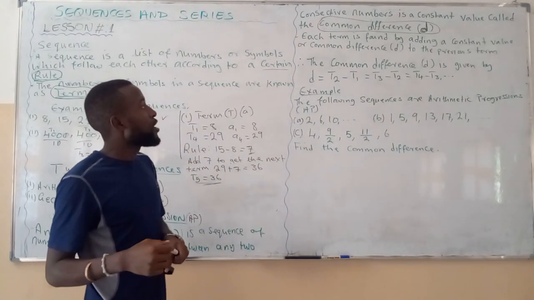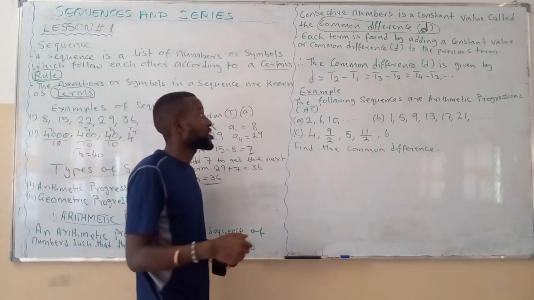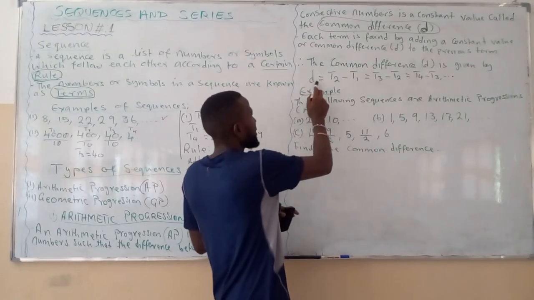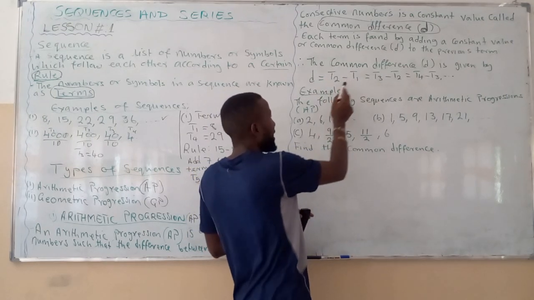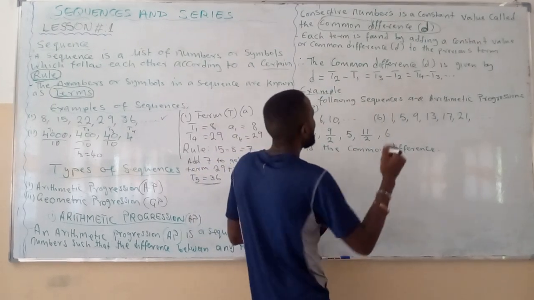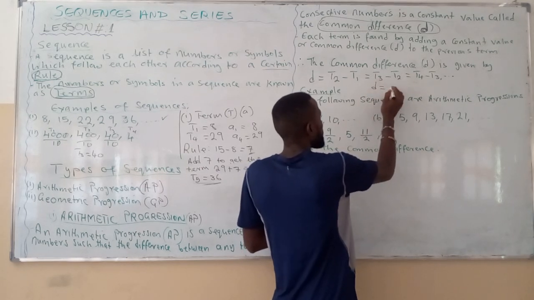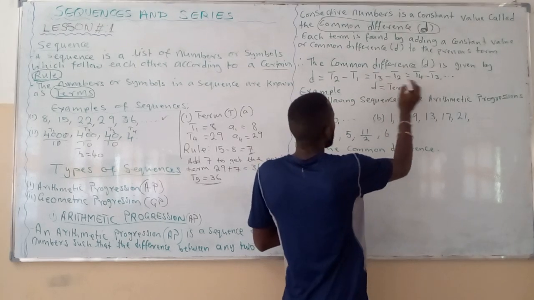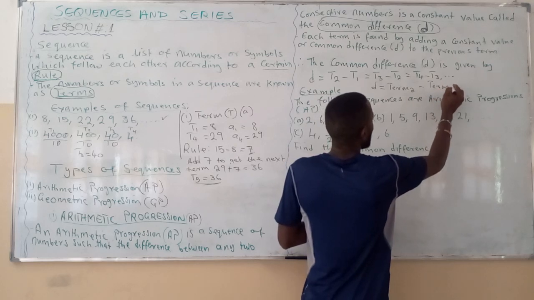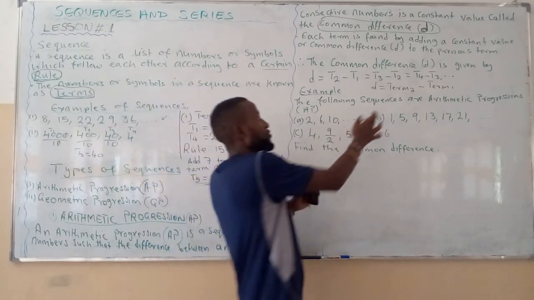Okay. Now, what is the formula for finding the common difference in an arithmetic progression? The common difference is given by D is equal to T2 minus T1. This T2 stands for term 2, minus term 1. Let me write it here: common difference D is equal to term 2 minus term 1. So that is how we find the common difference.